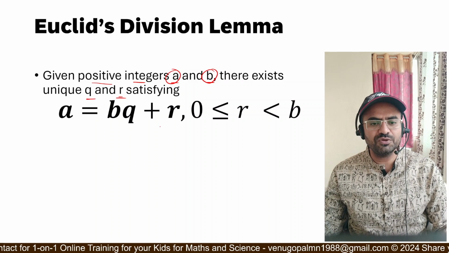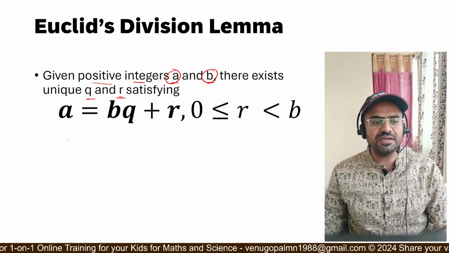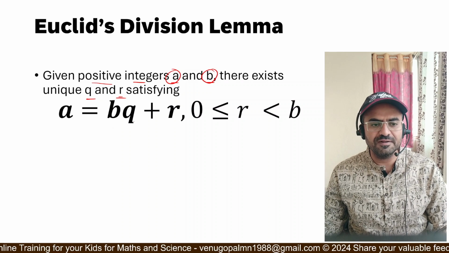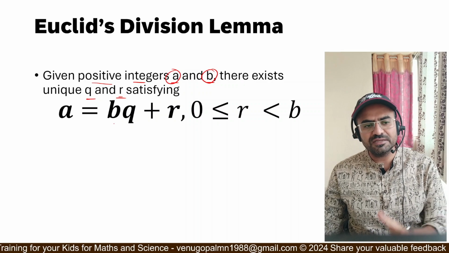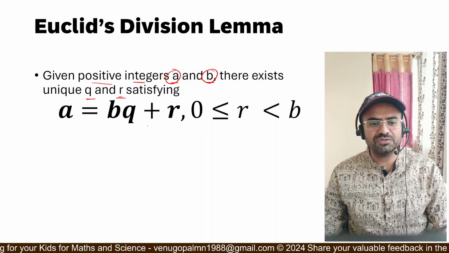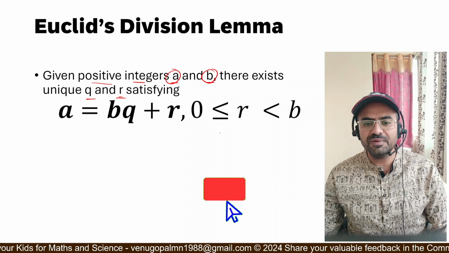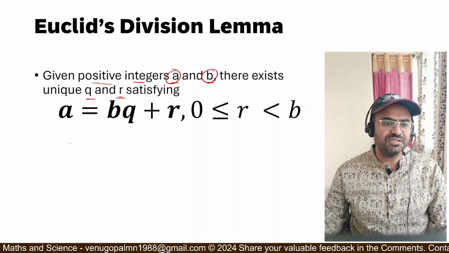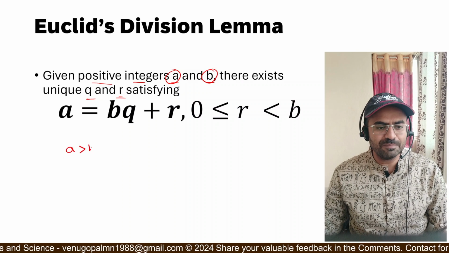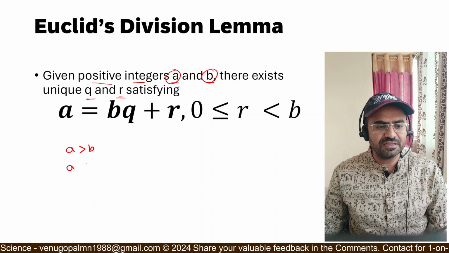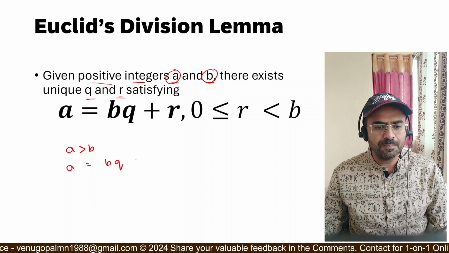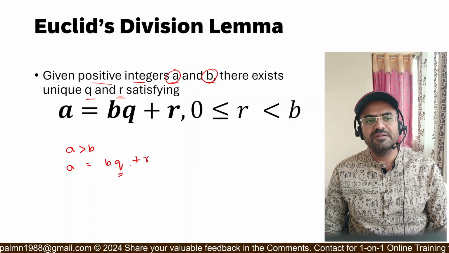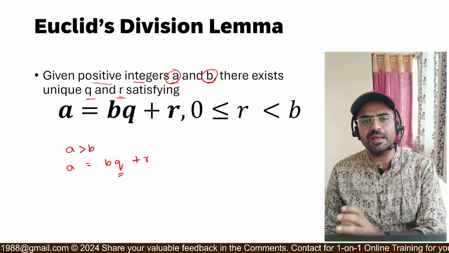What is the condition or the rule? a = bq + r, meaning you can write the larger number a in the form of b into q plus r. b is the other number which is lesser than a, q is the quotient, and r is the remainder, where the remainder is greater than or equal to 0 and less than b. So in this case, a is greater than b. We can write a in the form of bq + r, where r is the remainder and q is the quotient. This is what Euclid's division lemma says.